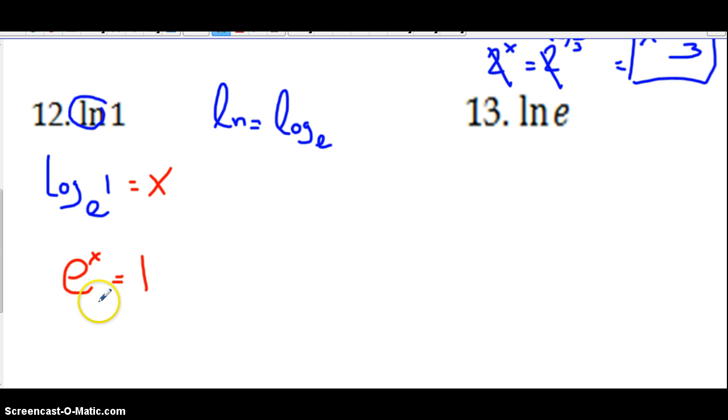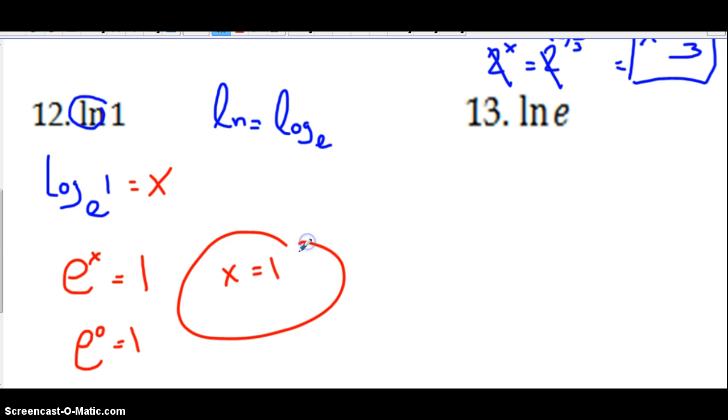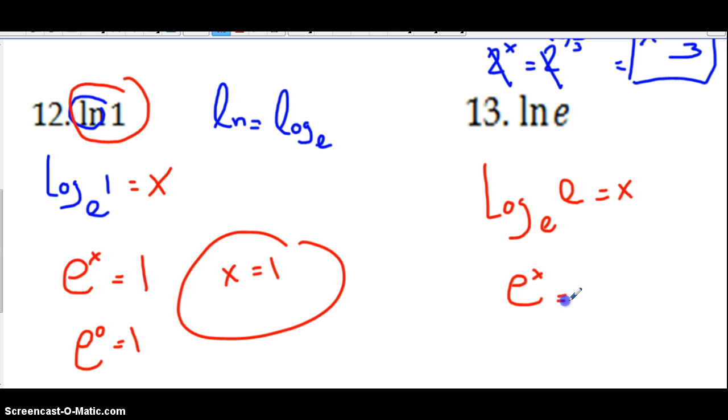Let's think about it. Well, anything to the 0 power is 1. So e to the 0 would be equal to 1. So we know x is equal to 0. All right, this is equivalent to 0. And finally, we got this one. This is log base e of e is equal to x. This is basically saying e to the x is equal to e. Well, there's an invisible number right here. There's a 1. It's saying e to the first is equal to e to the x. So we know x is just equal to 1.